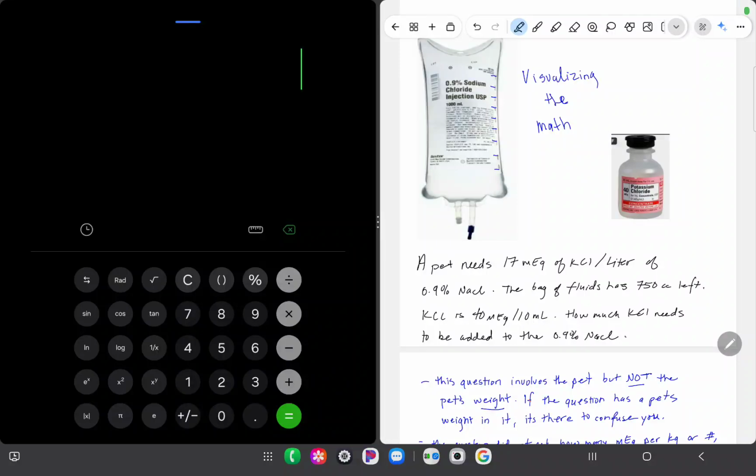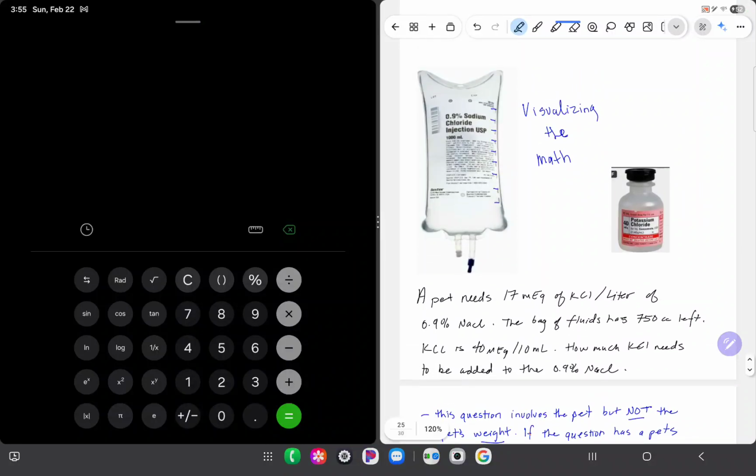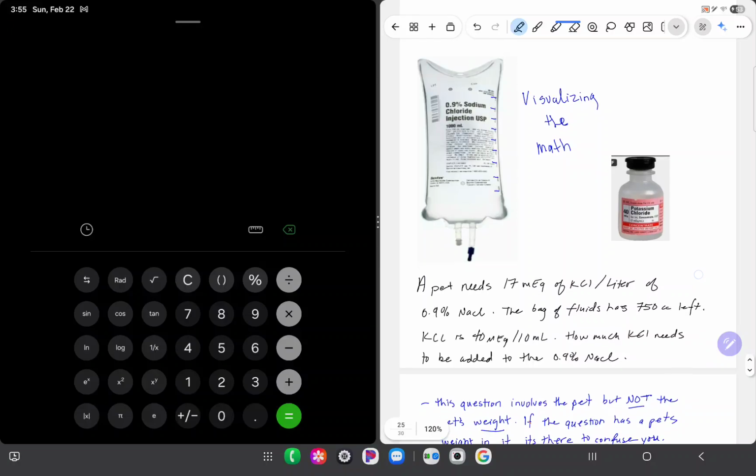Hello. We will talk now about a different equation that has to do with milliequivalents of KCl, and we'll visualize the math on this one as well, because kind of like with dextrose, if you've never had these things in your hand, it's hard to visualize where these numbers are coming from and why I should care. So let's read the question.